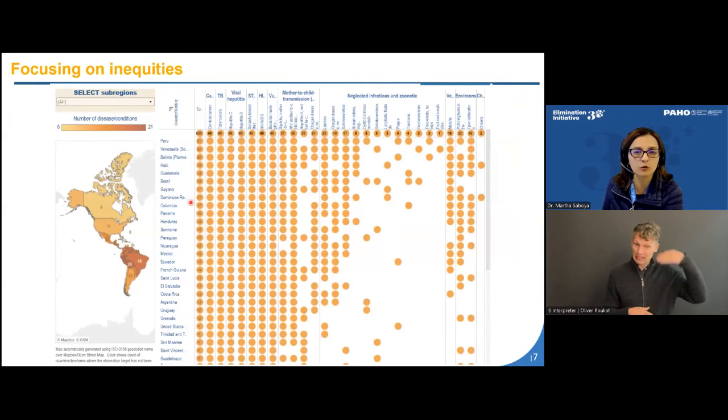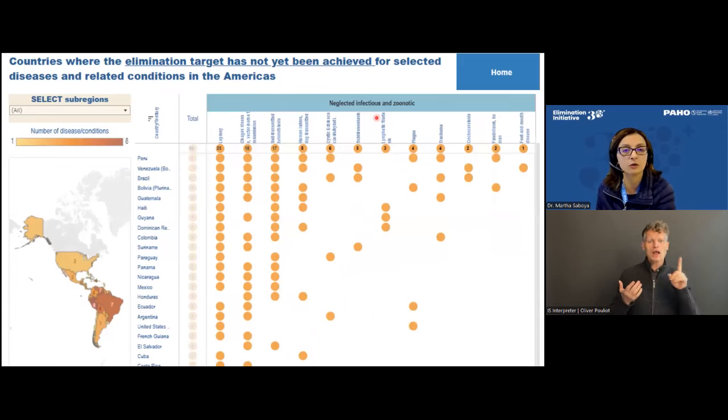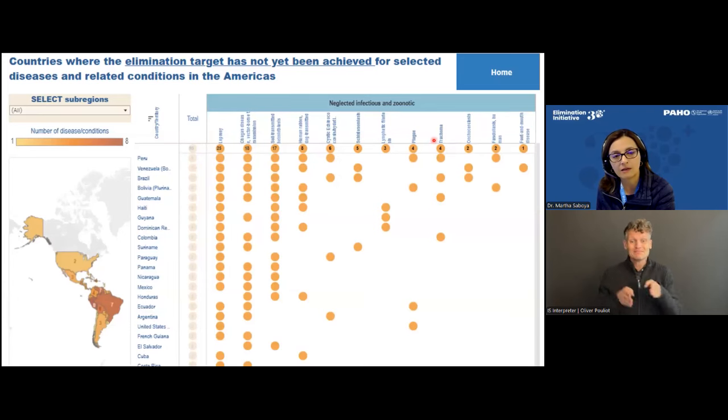But if I zoom in on the group of neglected infectious diseases and zoonotic diseases, we can see that not in all countries of the Americas do we have populations affected by all these diseases. We have leprosy, for example. Leprosy is affecting several countries in our region, but it doesn't mean that this disease is affecting the entire population in those countries. But if we change the attention to trachoma, for example, we only have trachoma in 4 countries.